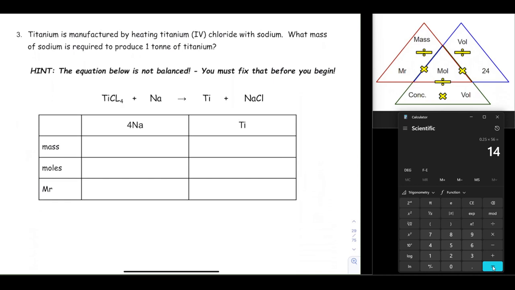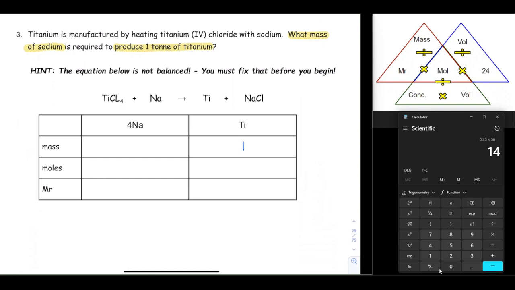Titanium is manufactured by heating titanium 4 chloride with sodium. What mass of sodium is required to produce 1 ton of titanium? So again, we don't worry about the fact it's in tons. It just means that our answer is in tons. Let's plug in what the question tells us. It says we have 1 ton of titanium.